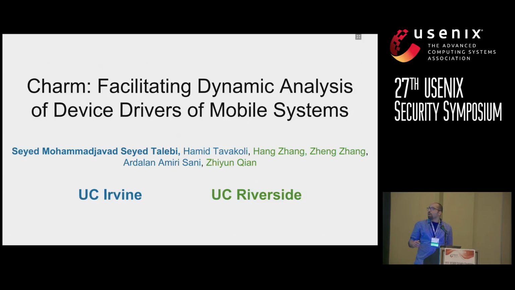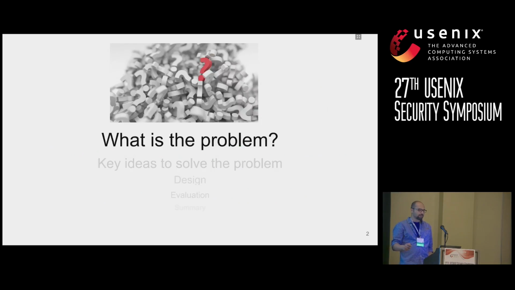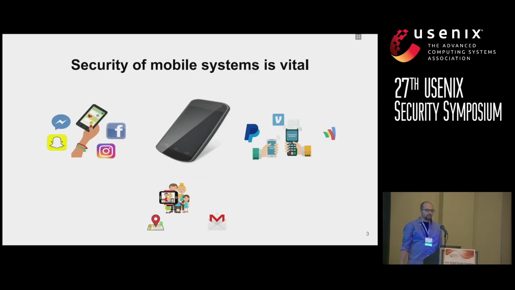I'm talking about CHARM, facilitating dynamic analysis of device drivers of mobile systems. First, let's see what is the problem that CHARM tries to solve. Today we use our mobile systems everywhere, from sharing our family photos in social media apps to paying our bills in our banking application. The security of mobile systems is very important.